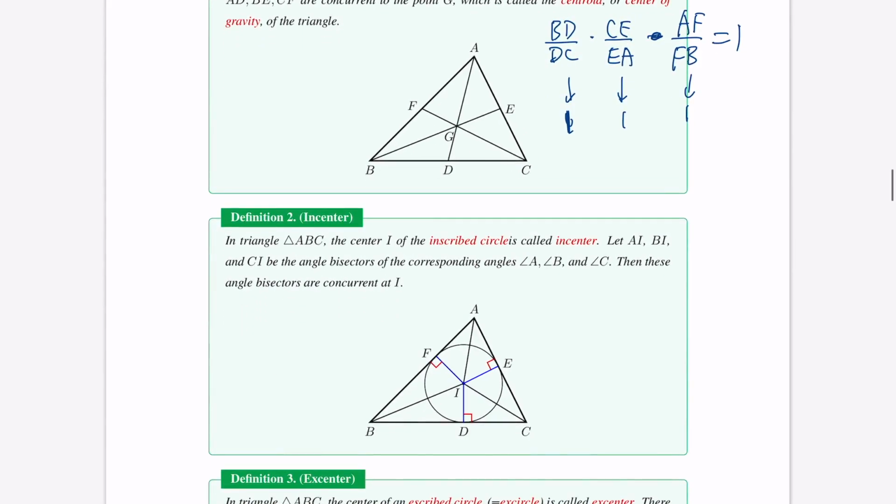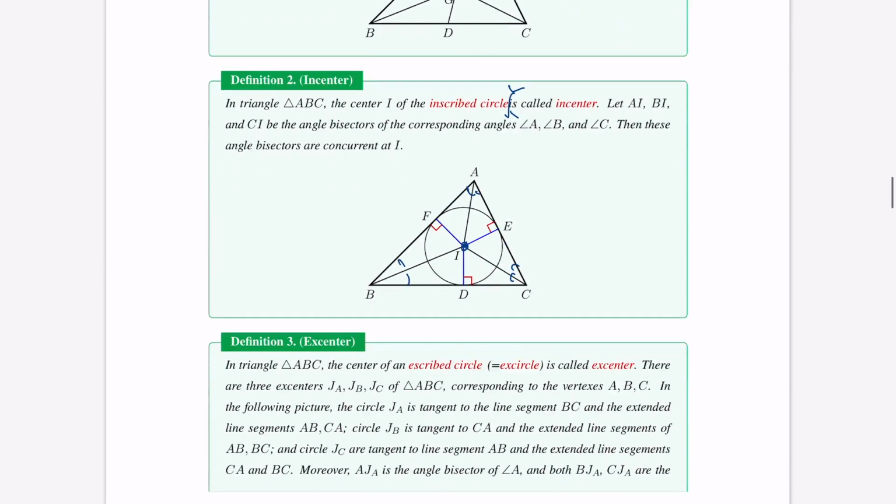There's another center called the incenter, which is the center of the inscribed circle. We can use Ceva's theorem here too, but it's different. Anyway, we can prove that these three angle bisectors have to be concurrent at one point, and that point is the center of the circle that is inscribed in the triangle. That's called the incenter.